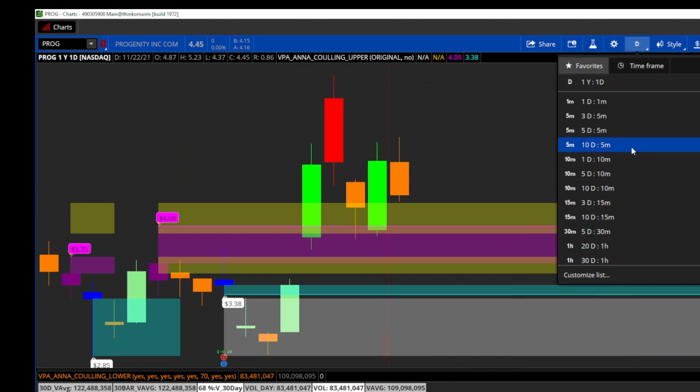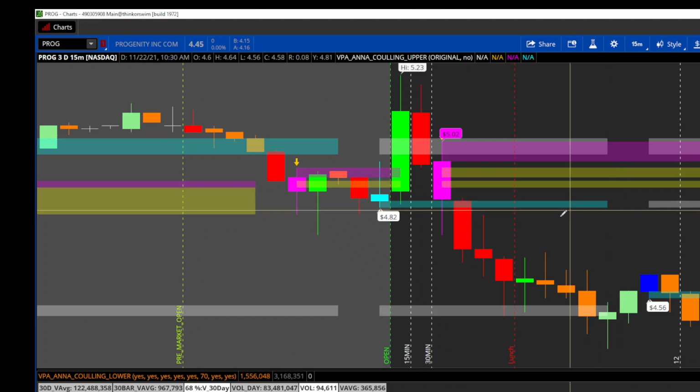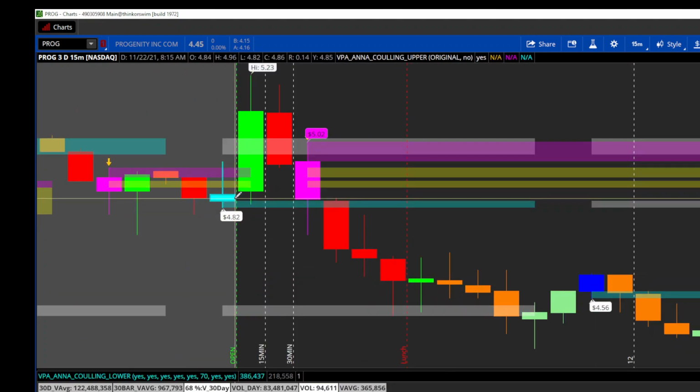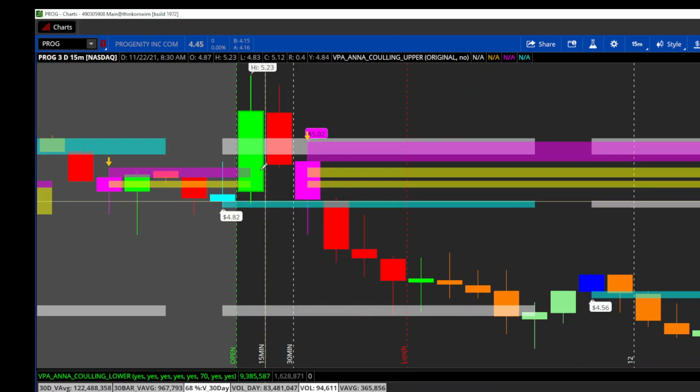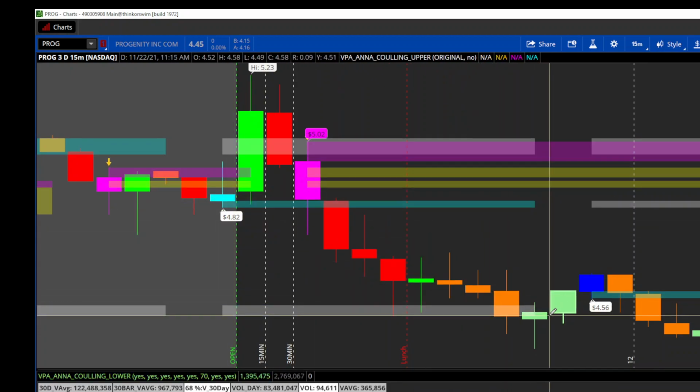And we'll drill it back down to that 15 minutes, and you can see how it creates a lot more of those boxes to show you where the areas of support and areas of resistance are, and anything you might not have seen, or really hidden areas of support and resistance.